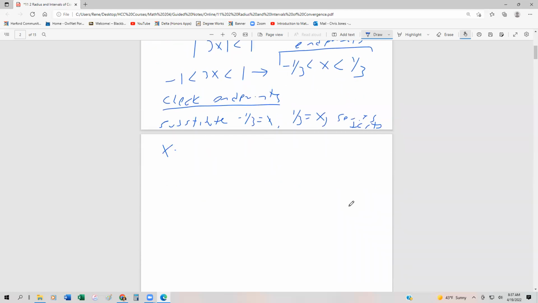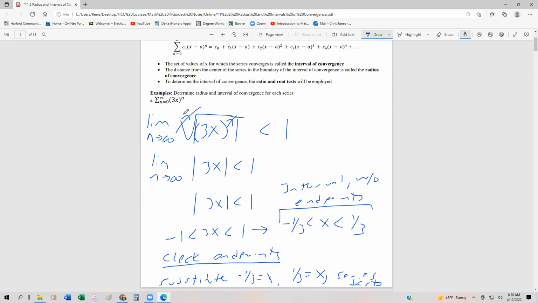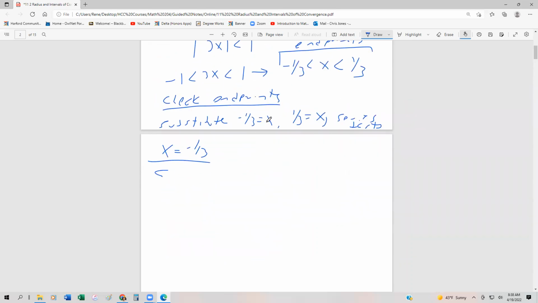If x were equal to minus 1/3, the original series, when we substitute back in, becomes the series n equals 0 to infinity, 3 times minus 1/3, to the nth power.